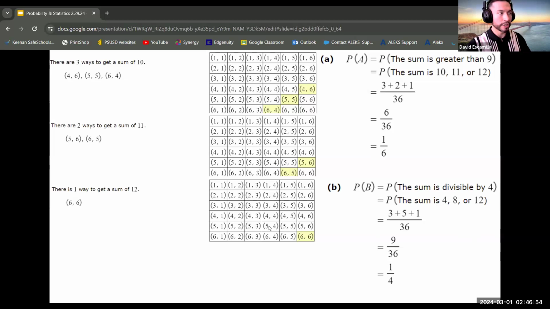I didn't put the charts here, but even when it's not highlighted, there are 3 different ways to get the sum of 4. We can see them here: 2 and 2, 1 and 3, 3 and 1. Okay, that's where the number 3 came from. There are 5 different ways that the sum could be 8. And there is only one way that the sum would be 12. All right, we have it here. It's the very last one over here on the right. Only one way.